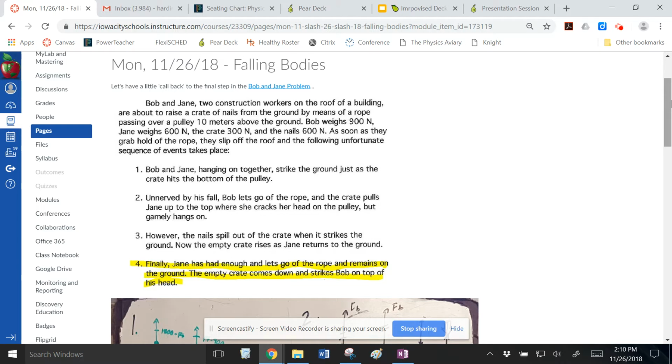Just got the error here. There we go. A little something like that.